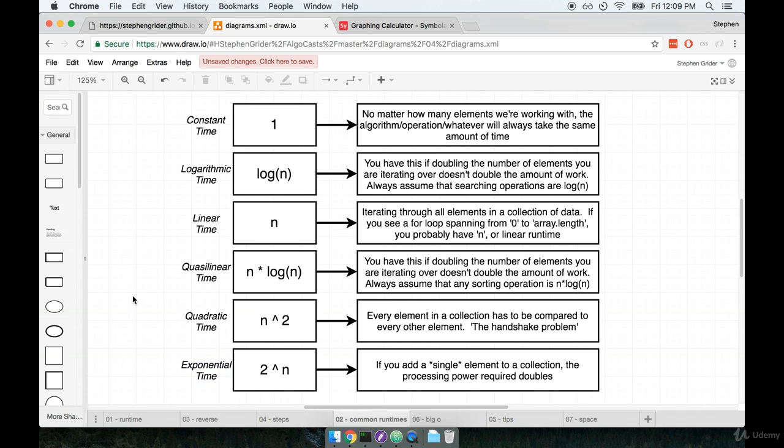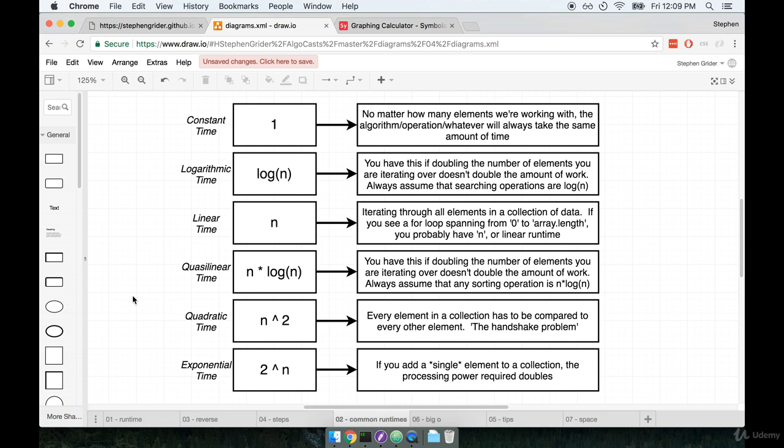Finally, exponential time. So this is, I shouldn't say this is worst case, this is not quite worst case, but it's one of the worst cases that we're going to be considering. So if we start to add a single element to a collection, the processing power significantly starts to increase. And so any type of algorithm that starts to use exponential time is one that we absolutely positively want to avoid. And we will see an example of exponential time in just a moment with one of the problems that we're going to work on.